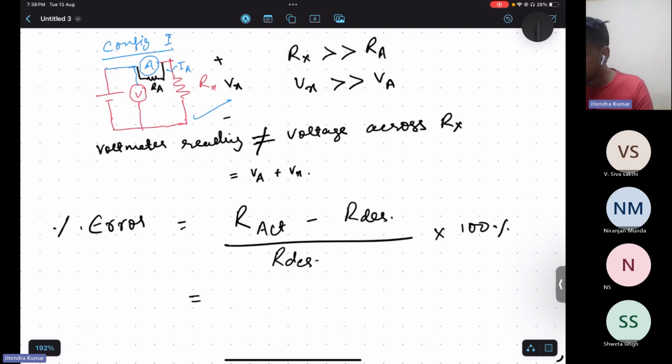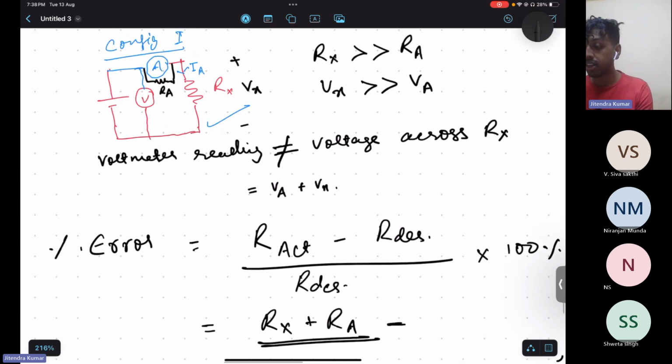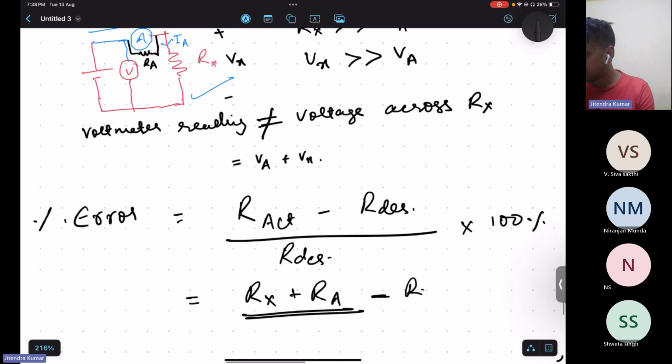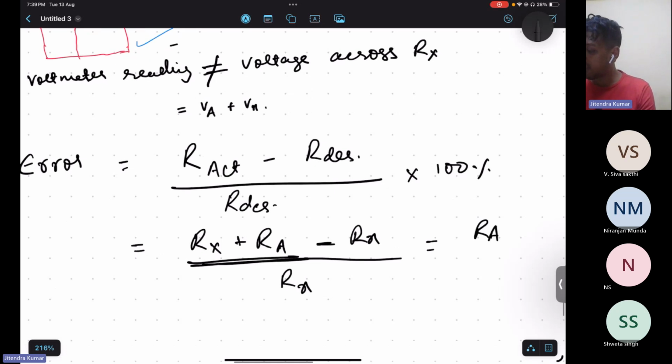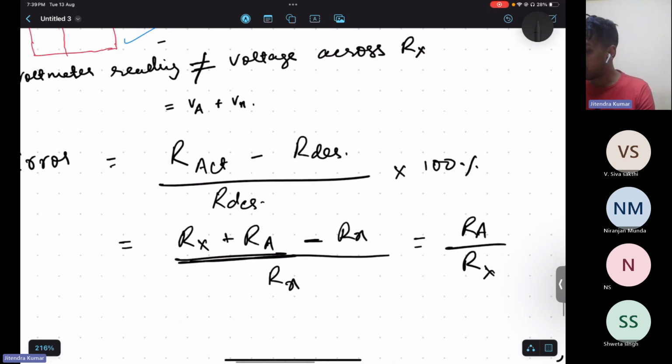So what is actual? Actually nothing but Rx plus Ra. What do you mean by actual resistance? That will be shown or displayed on your instrument. So whatever you are going to get while measuring, this much is the actual. Minus desirable, which is what the instrument should only reflect, the Rx value, isn't it? And divided by desirable, which is again Rx. So it will be Ra by Rx into 100%.